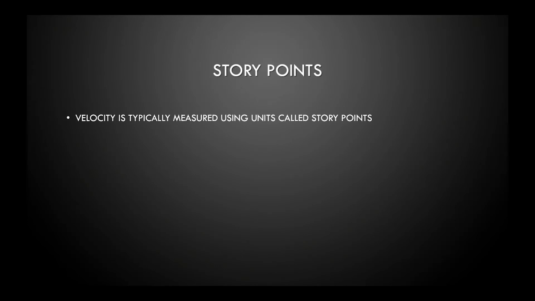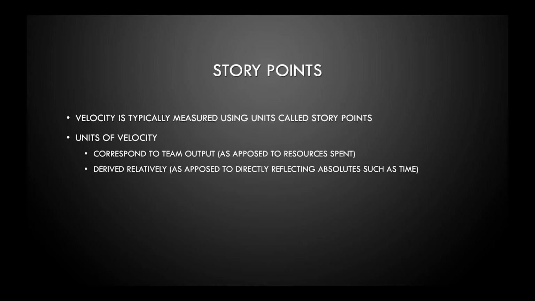When measuring velocity, teams typically use units called story points. It should be noted that story points are not the only estimation unit utilized by Scrum teams, although they are the most popular. There are two key concepts to recognize with respect to story points or any other measurement unit applied to velocity. First, story points are a measure of team output. In other words, a story point represents a quantity of delivered value generated by the Scrum team.